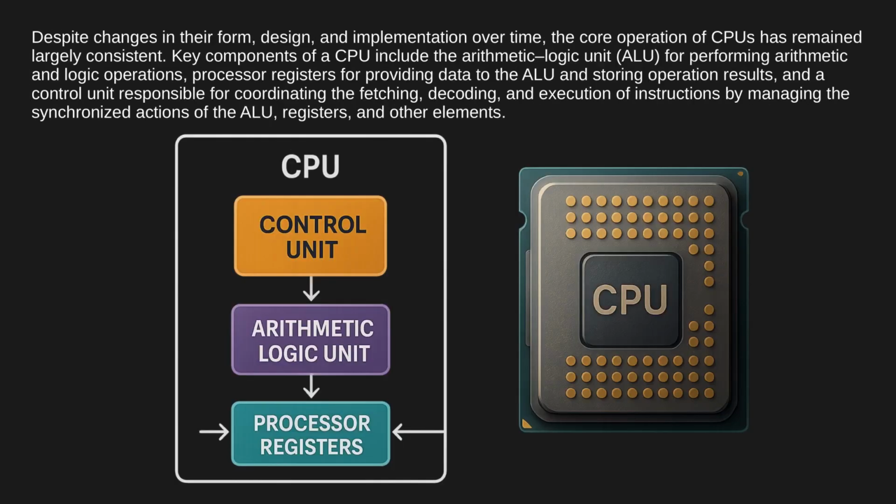Despite changes in their form, design, and implementation over time, the core operation of CPUs has remained largely consistent. Key components of a CPU include the arithmetic logic unit, ALU, for performing arithmetic and logic operations, processor registers for providing data to the ALU and storing operation results, and a control unit responsible for coordinating the fetching, decoding, and execution of instructions by managing the synchronized actions of the ALU, registers, and other elements.